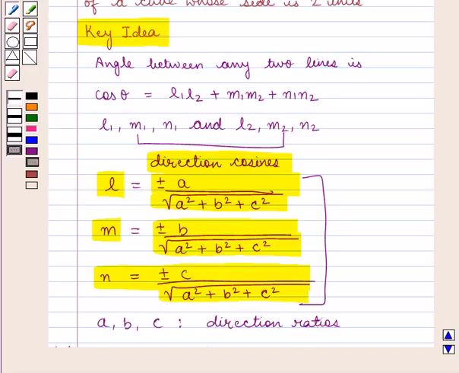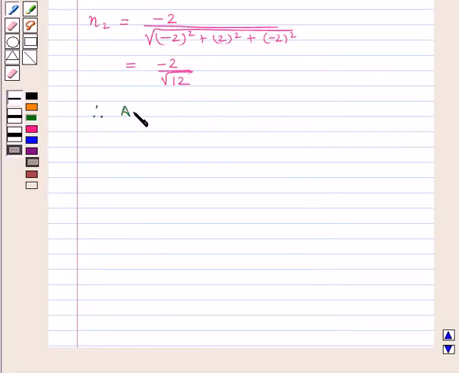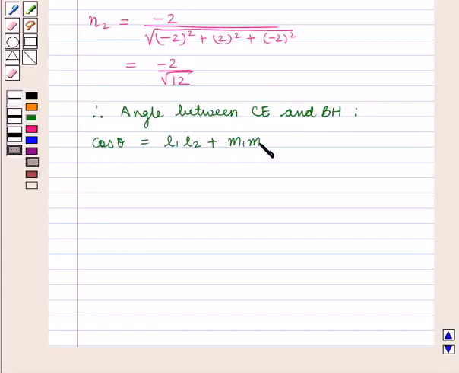We need to find the angle between the two diagonals, and from the key idea we know that the angle between any two lines is given by cos theta is equal to l1 l2 plus m1 m2 plus n1 n2, where l1 m1 n1 and l2 m2 n2 are the direction cosines of the two lines. Therefore, the angle between CE and BH is given by cos theta is equal to l1 l2 plus m1 m2 plus n1 n2, where l1 m1 n1 and l2 m2 n2 are the direction cosines of the diagonals CE and BH respectively.